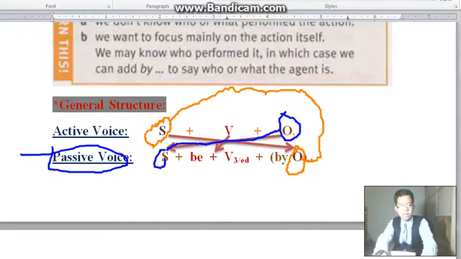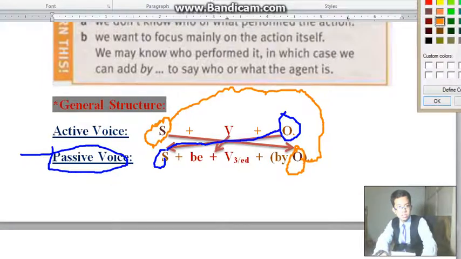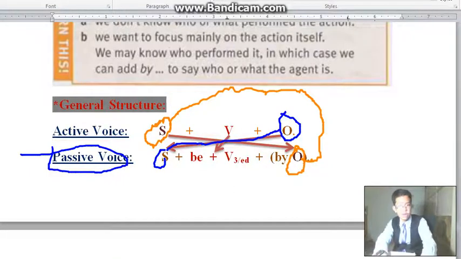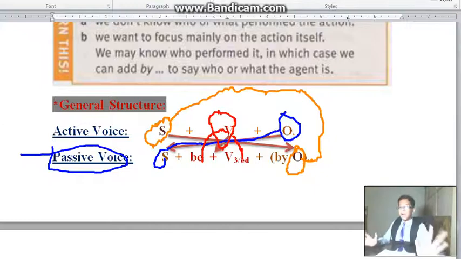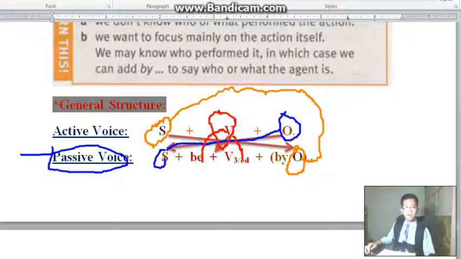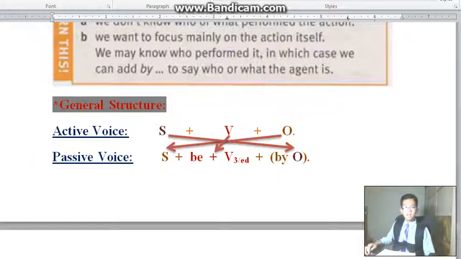Then the verb is the most important thing. Here, the verb will be put down here. It becomes be plus verb 3 or verb-ed. So, how does it work?